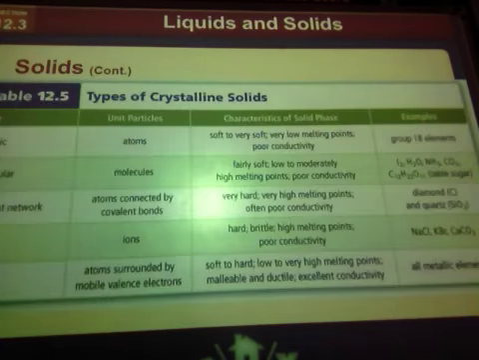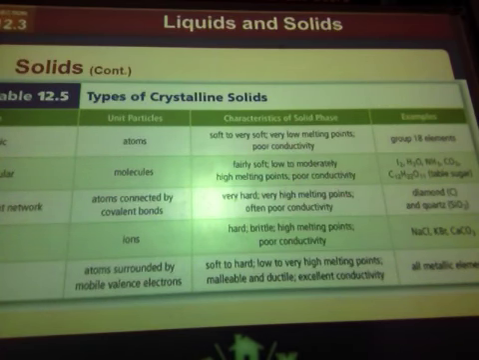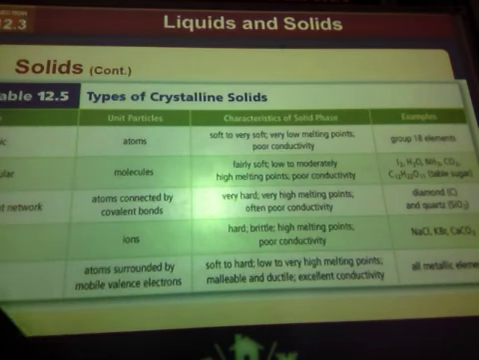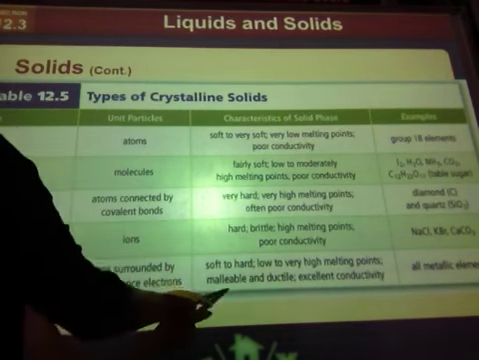Now, we have several different forms of crystalline solids. We could have an atomic crystalline solid, we could have a molecular crystalline solid, a covalent network crystalline solid, ionic or metallic. And this chart just goes in to describe the characteristics of each type. It also gives you examples of them. What I care about you knowing from this chart is just the characteristics of each type.